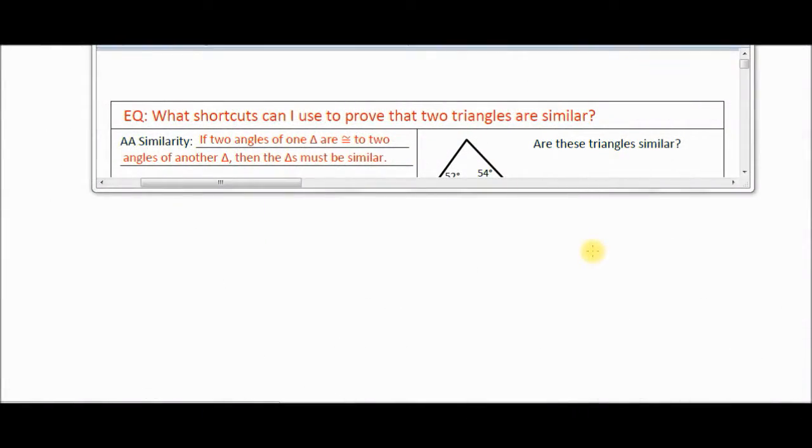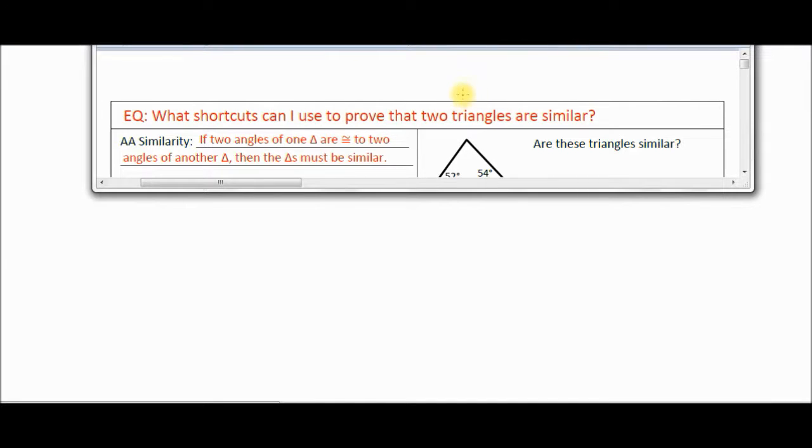This video will help you fill out the top flap of section number 4 in your Unit 7 similarity book. Top flap of section 4. The essential question is, what shortcuts can I use to prove that two triangles are similar?